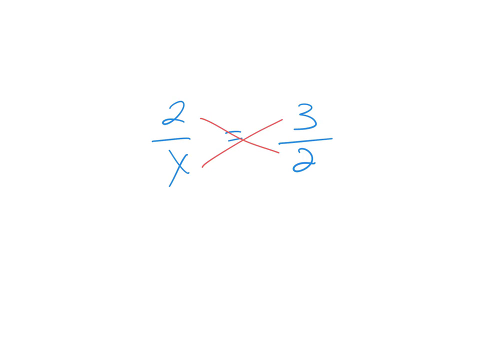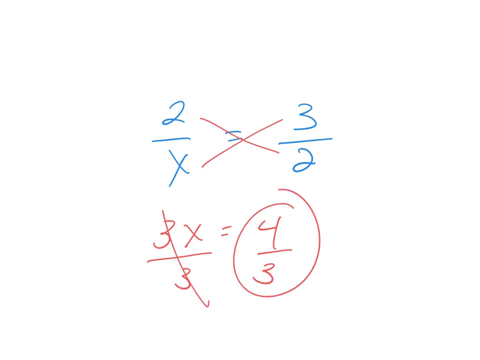So you cross multiply, you get 3x equals 4, because 2 times 2 is 4. 3 times x, and then divide by 3 to leave the x alone. And x equals 4/3, period. That's all they're telling you.